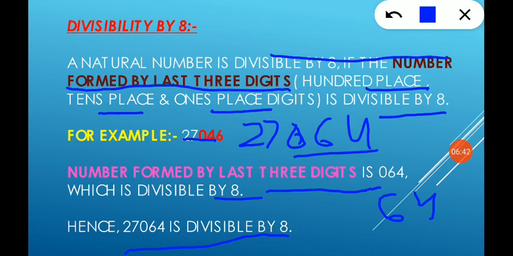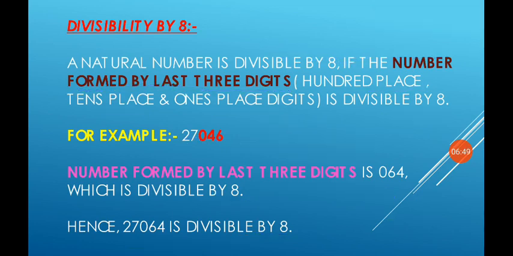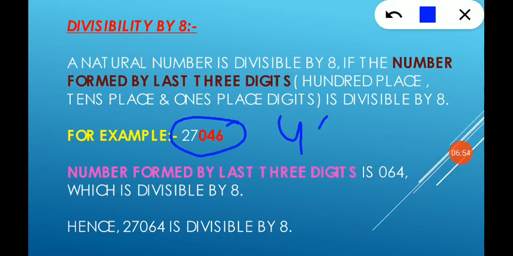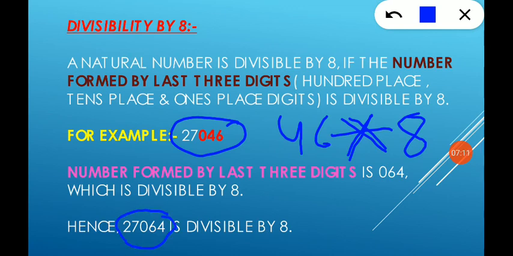But if we talk about the number 27,046, the last digits 46 are not divisible by 8. So this number 27,046 is not divisible by 8, but the number 27,064 is divisible by 8. Okay.